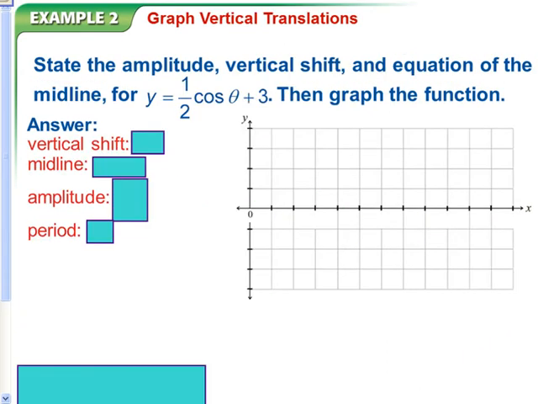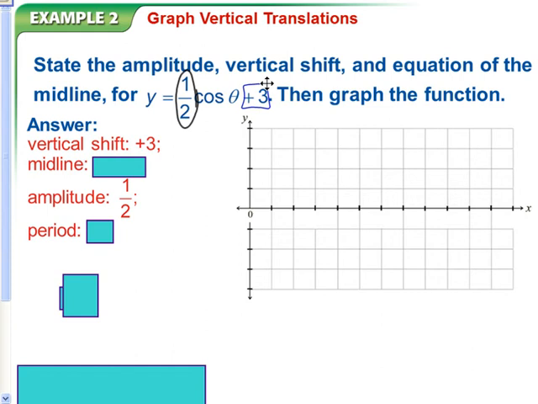Let's try this one. Half cosine theta plus 3. So find the amplitude, vertical shift, the equation for the midline, and then graph it. Okay, so vertical shift. That would be what's added at the end, plus 3. That means it's going to move up 3. What is our amplitude? How high does it go? That's right here, 1/2.